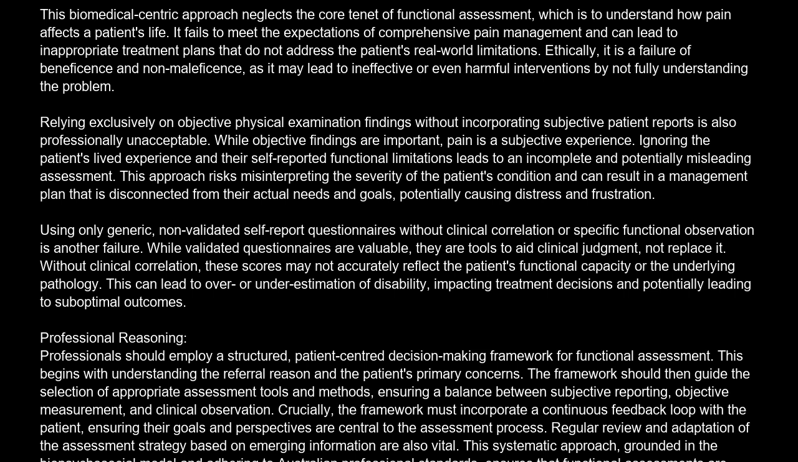Regular review and adaptation of the assessment strategy based on emerging information are also vital. This systematic approach, grounded in the biopsychosocial model and adhering to Australian professional standards, ensures that functional assessments are robust, ethical, and maximally beneficial to the patient.